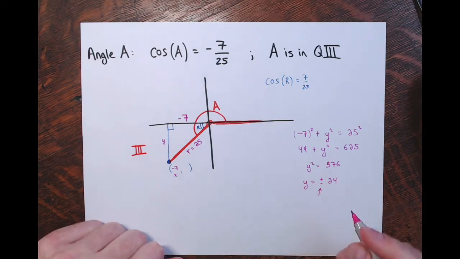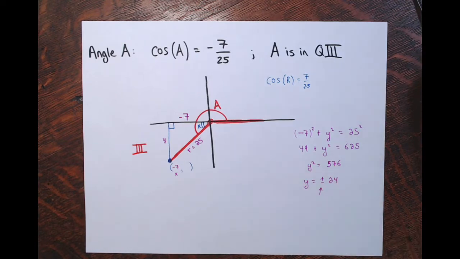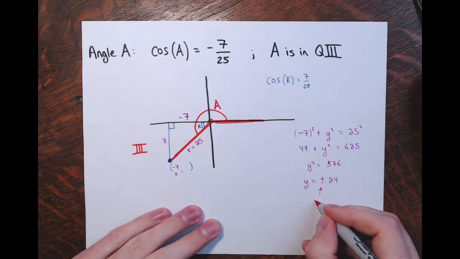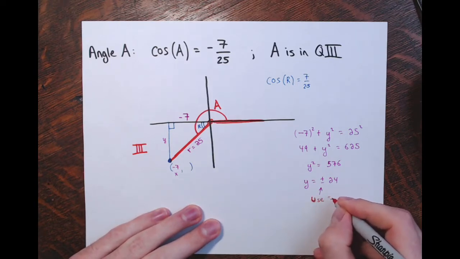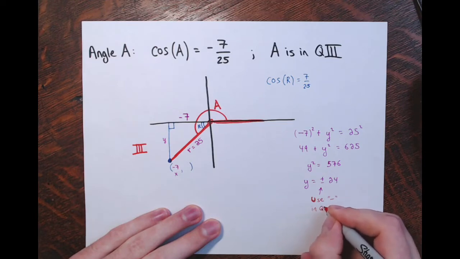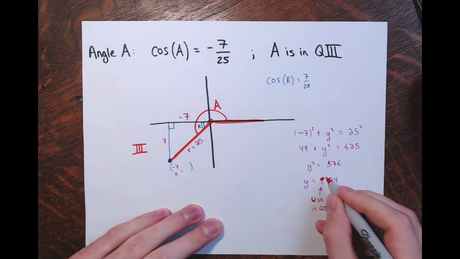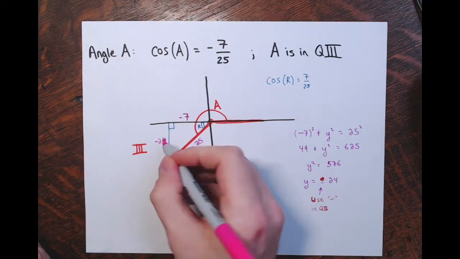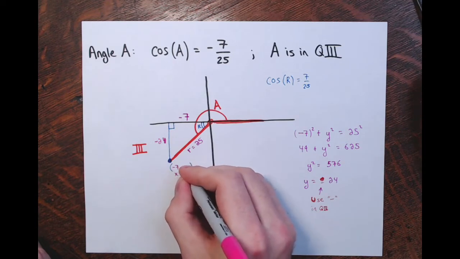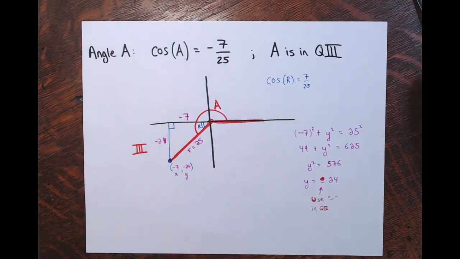But I'm not using both of those. We're going to use the minus, since we're in quadrant 3. I'm going to use the minus sign because we're in quadrant 3 and this is a y coordinate. So this is negative 24. And the y coordinate of this point I chose is negative 24. Great. Now I have all the information I need to find the value of any of the trig functions of angle A. All right, so here's my picture of angle A.